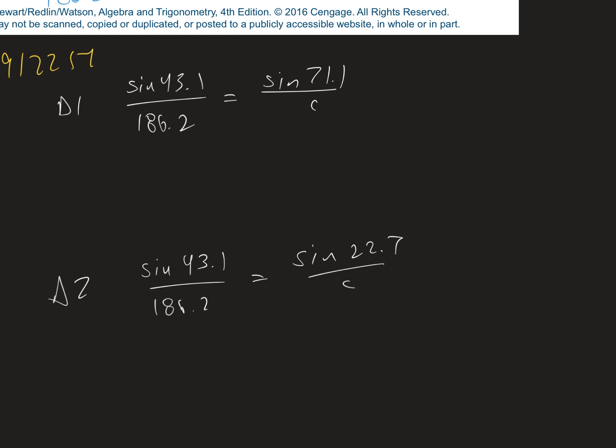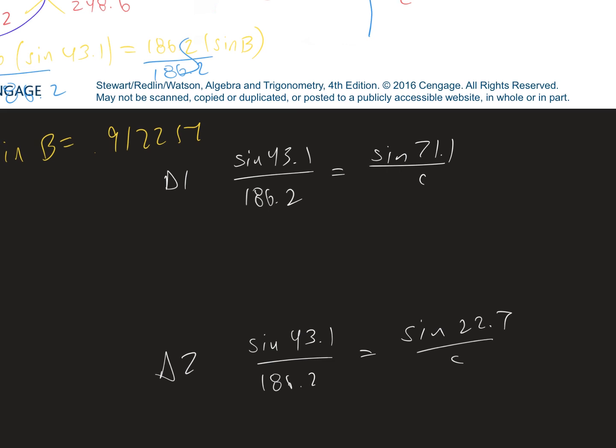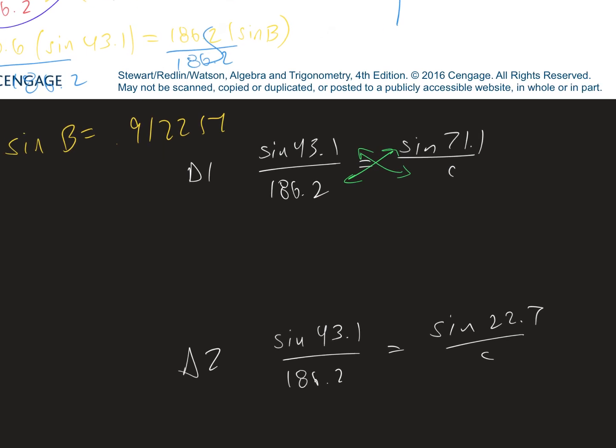So once you put the given information down, you're good to go. Then once you find your first angle, you just find the supplement. If the sum is less than 180, then a second triangle exists. If it's more than 180, then it doesn't. We're going to do some more. So 186.2 times the sine of 71.1 equals C times the sine of 43.1. And then divide both sides by sine 43.1.